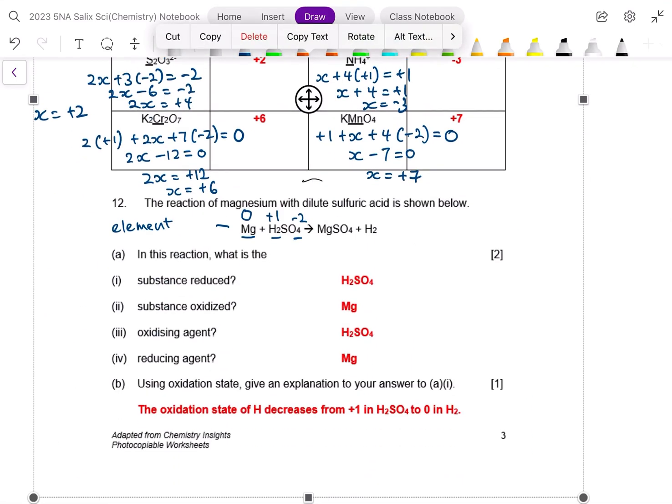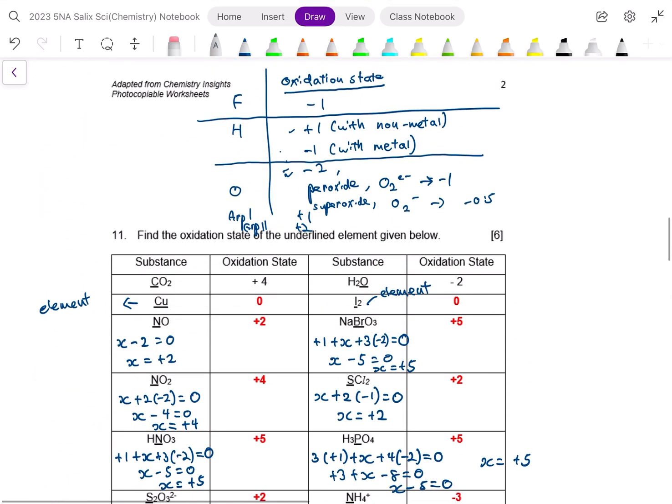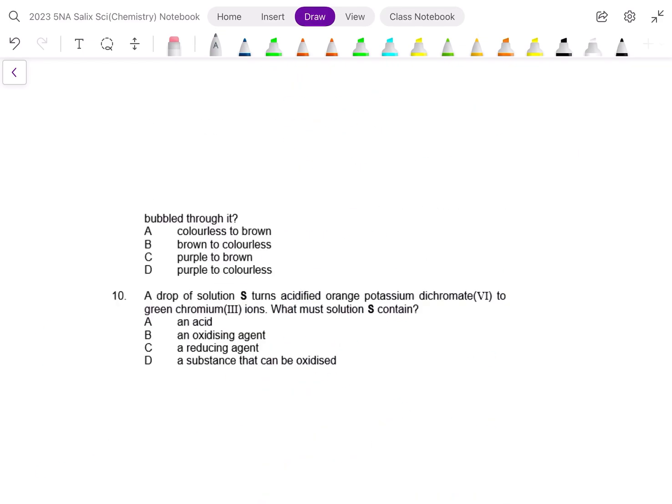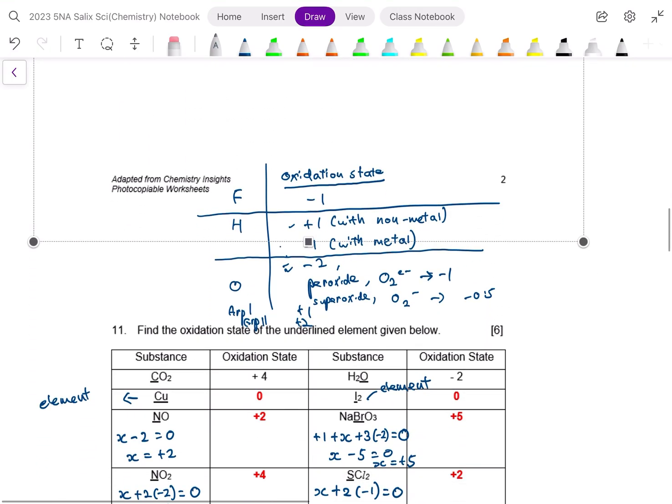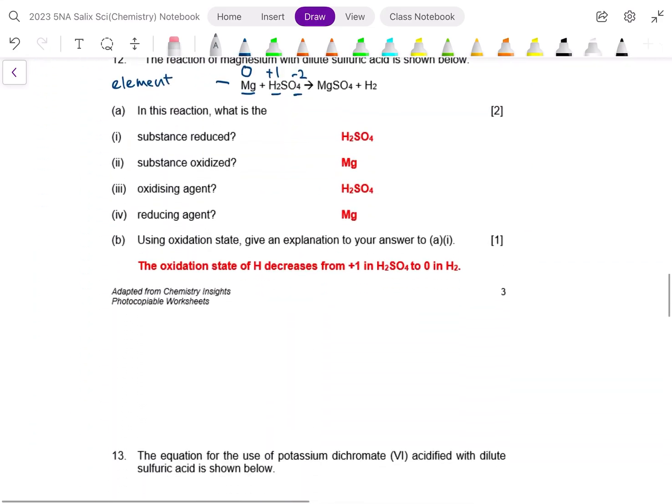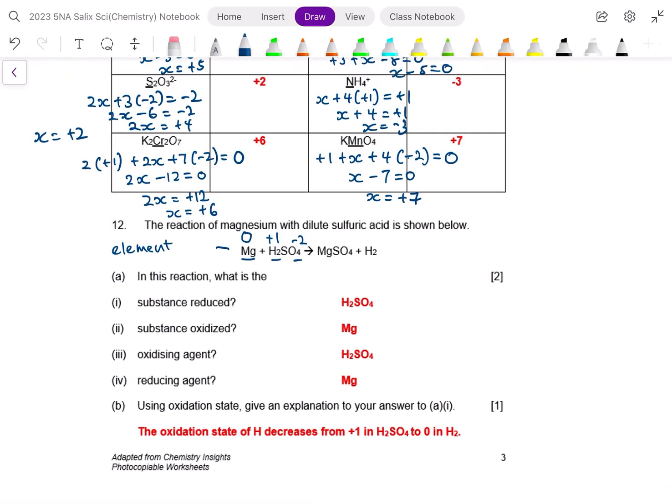Okay, oxygen is -2. Alright, and then hydrogen is +1, right over here. Okay, so I shall do a quick calculation. So 2 plus 1 plus x for the sulfur, plus 4 oxygen, each one is -2, equals 0, so x equals +6. Okay, so your sulfur oxidation state is +6.